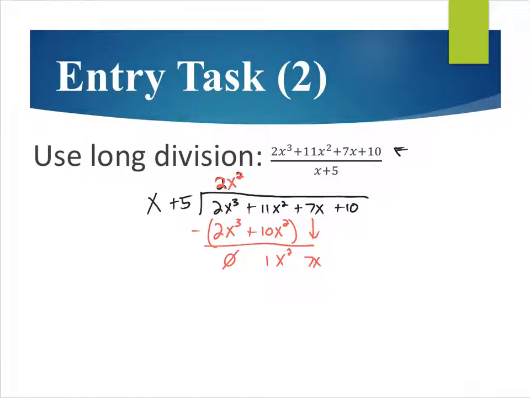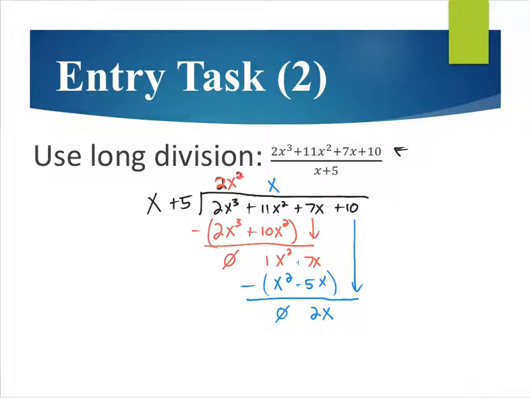I'm going to change colors. I think what times x is x squared. That's got to be x. So x times x is x squared. X times 5 is 5x. It's a positive 5x. It's a positive 7. I forgot to write that. I'm going to go subtract. X squared minus x squared is 0. 7x minus 5x is 2x.